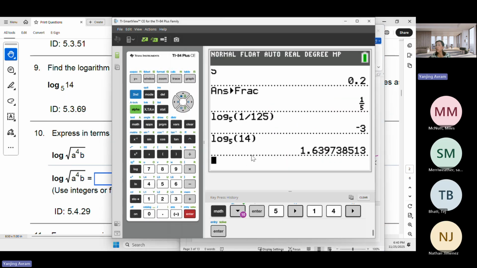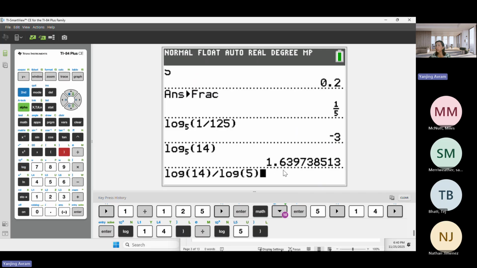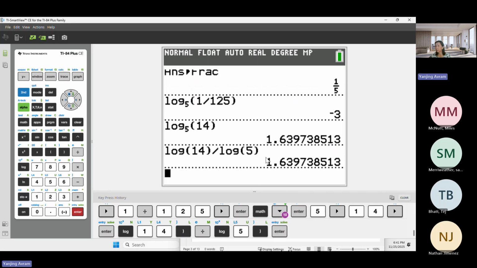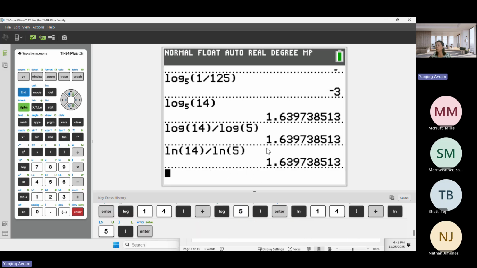You will need to know it. If I change it into log 14 divided by log 5, this is giving you the same answer. These two are exactly the same. Look at it. So that's why you can change into the common log, or you can change it into ln 14 divided by ln 5. This will also give you the same answer.